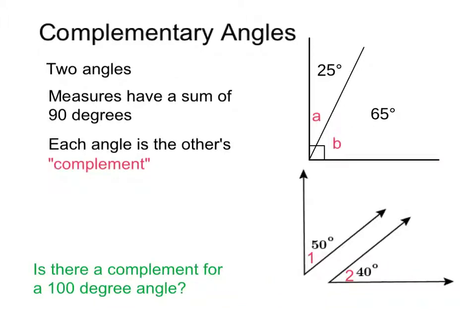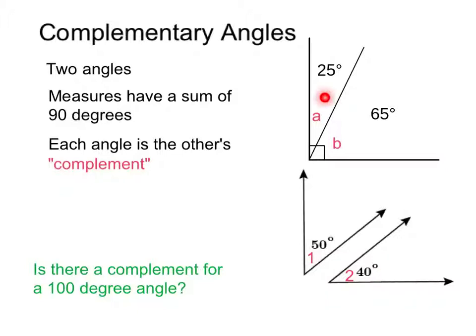Our next is going to be our complementary angles. Complementary angles are always two angles that have a sum of 90 degrees. Each angle is the other's complement. So in this particular case, angle 1 and angle 2 are still complementary, even though they're not connected.